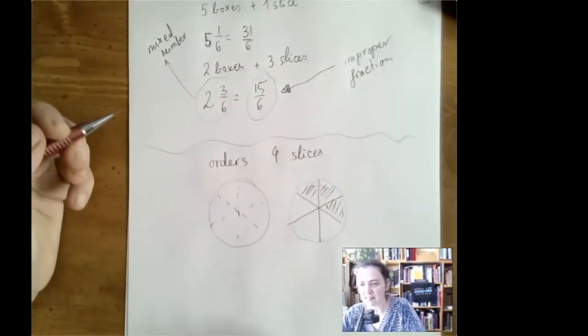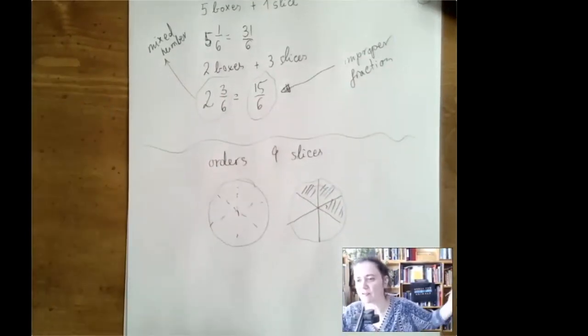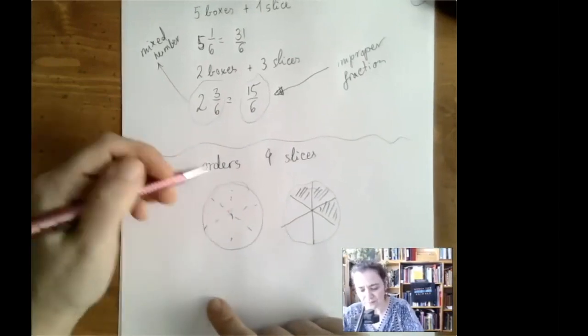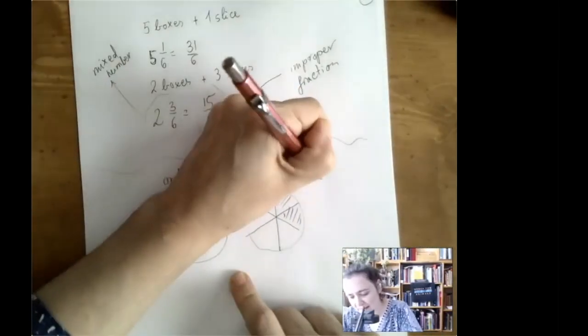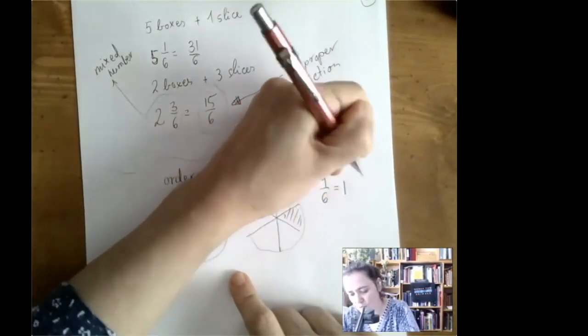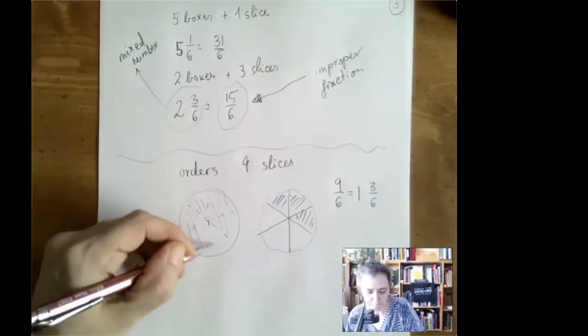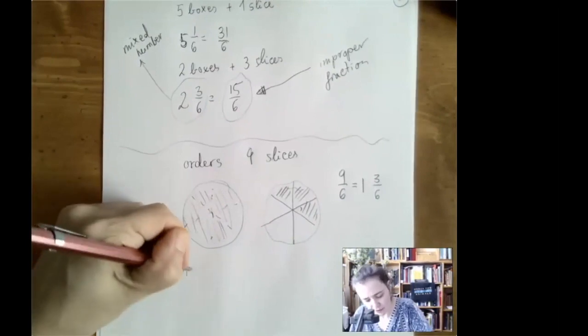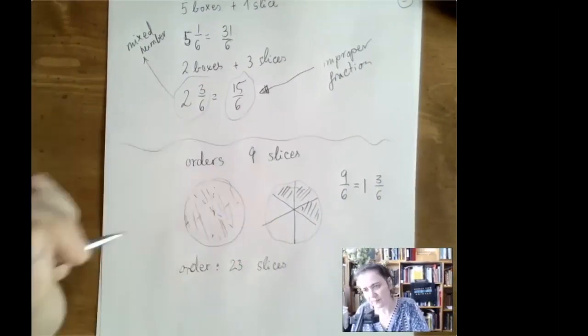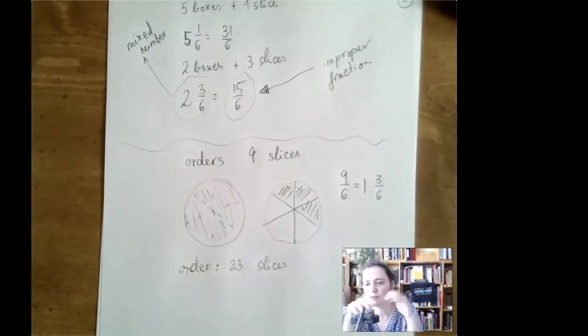So the point is, if the whole pizza goes into the box, you don't have to cut it. Keeps it warmer. So that would mean that 9/6 is the same as 1 and 3/6. All right, so someone orders 23 slices. How many full boxes and then how many loose pizzas? Would it be 3 boxes and 5 slices?